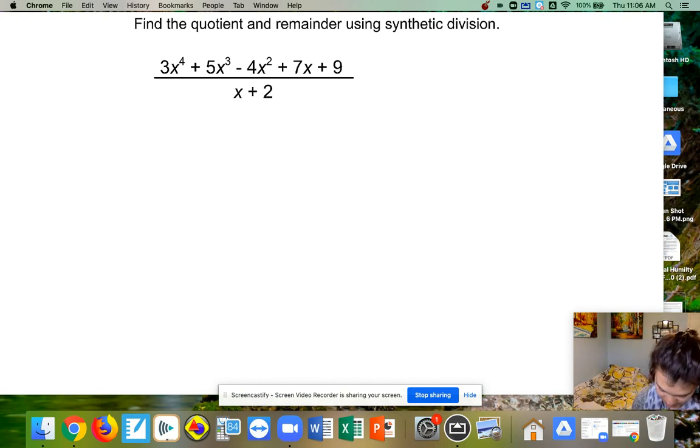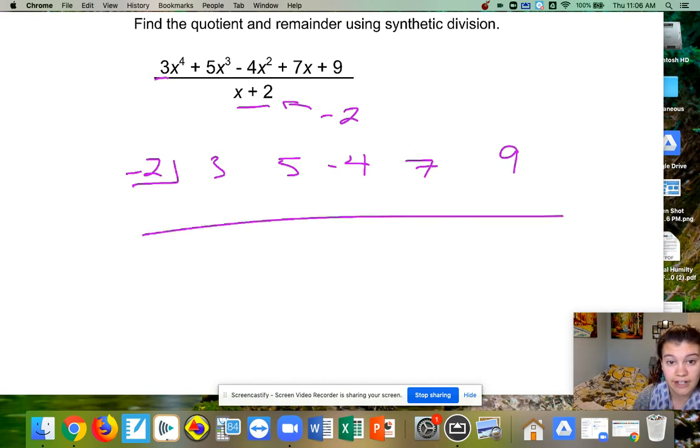So if we write this out, our c is negative 2. So you have negative 2 in your box. Take the coefficients. So you have 3, 5, negative 4, 7, and 9. And set up like this. And then double check here we have to the fourth, to the third, to the second, to the first, and then nothing. So we don't need any placeholders in this one.